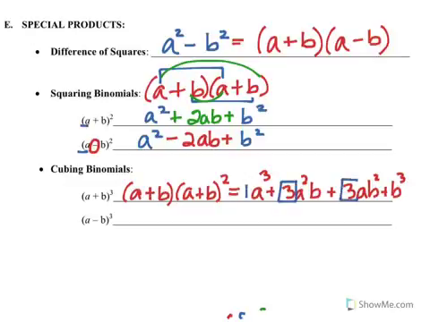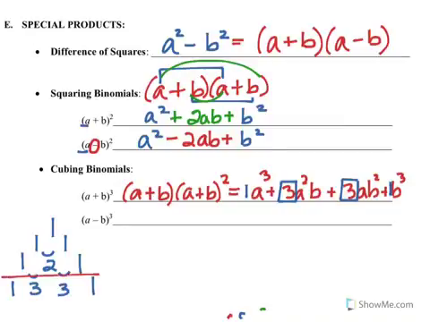Now, how did I know that this number was going to be a 1, this number was going to be a 3, this number was going to be a 3, and this number was going to be a 1? I used the third row of Pascal's triangle. Remember what Pascal's triangle is? You start with a 1, you write 2 1s underneath it. These 2 1s add up to 2. These two numbers add up to 3. These two numbers add up to 3. And this is a 1 again.